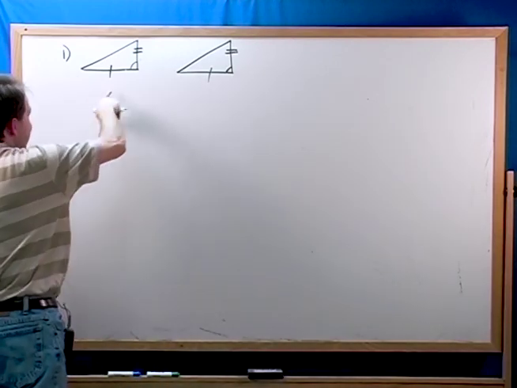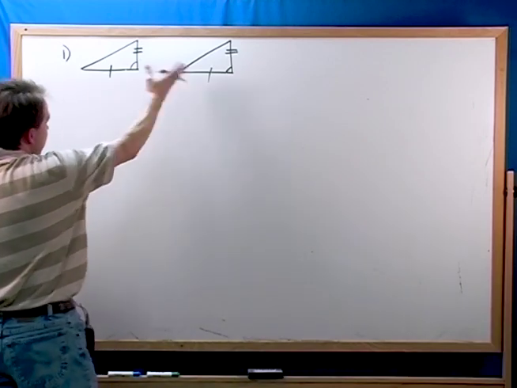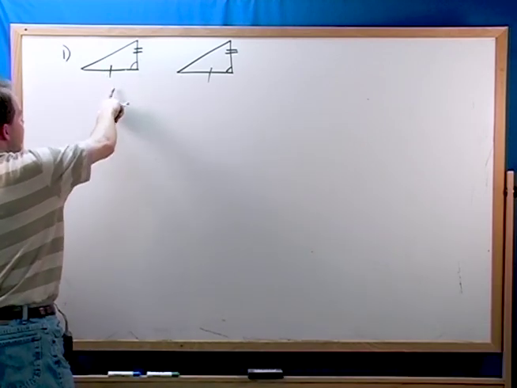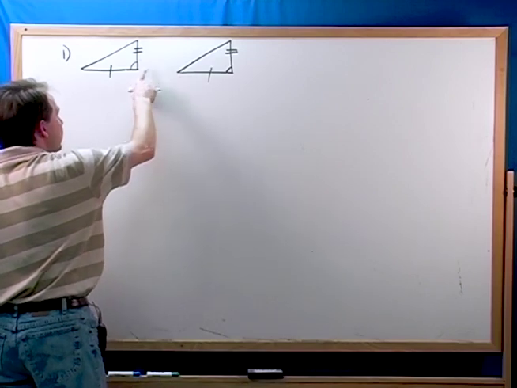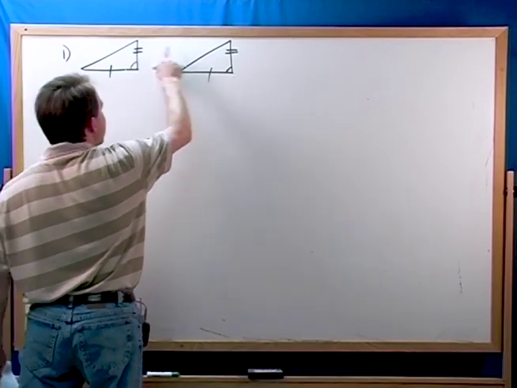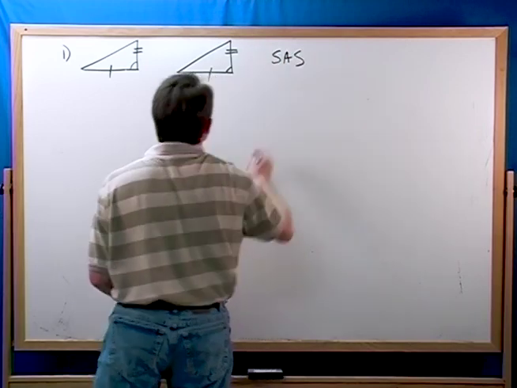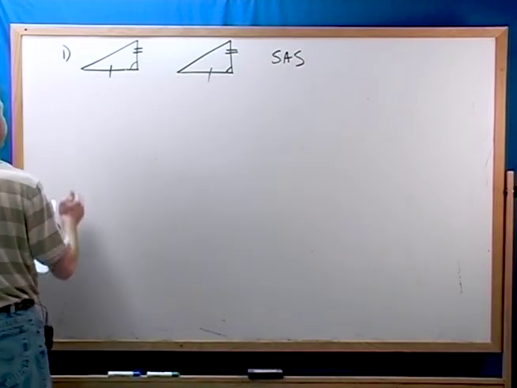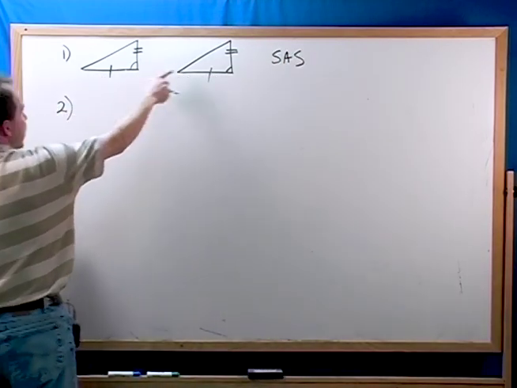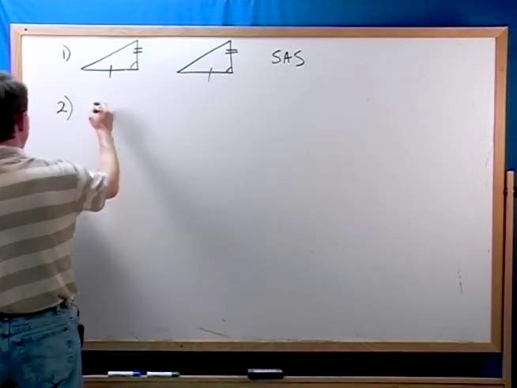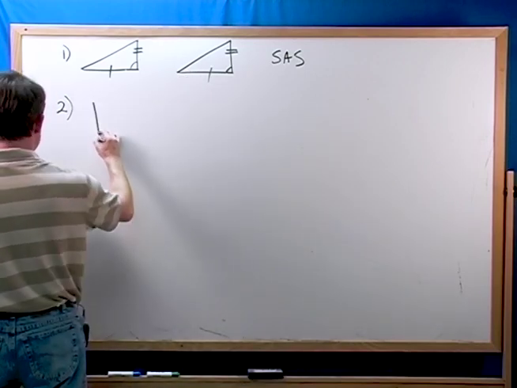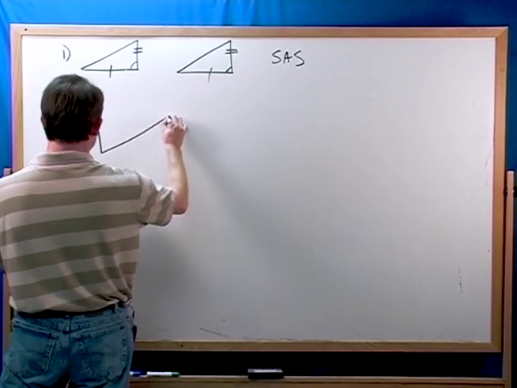It's not going to be side, side, side, okay, because I don't know what this third side is, but I know that I have a side congruent, an angle congruent that's included, and the side congruent here. So it's going to be side, angle, side. That's what I would use to prove that those two things are congruent. Side, angle, side.